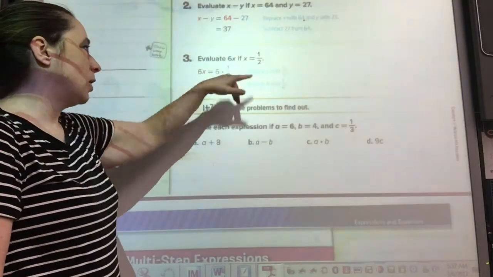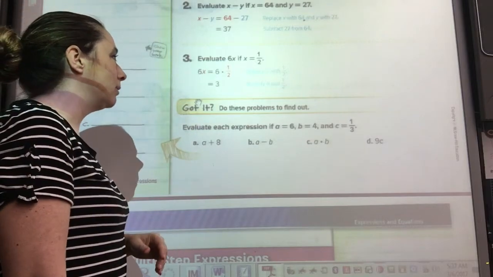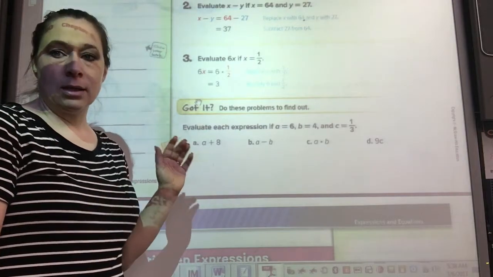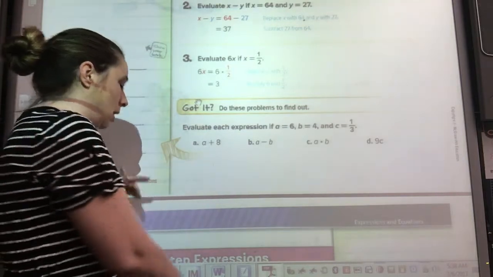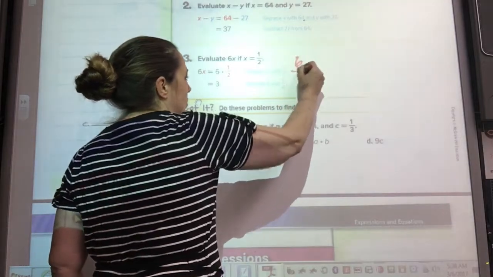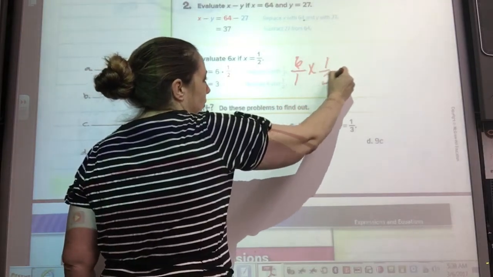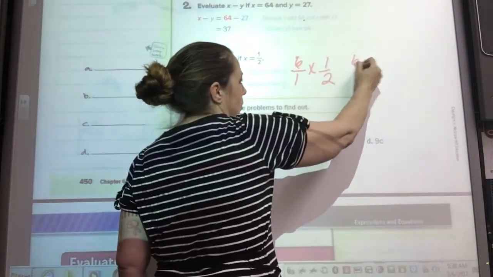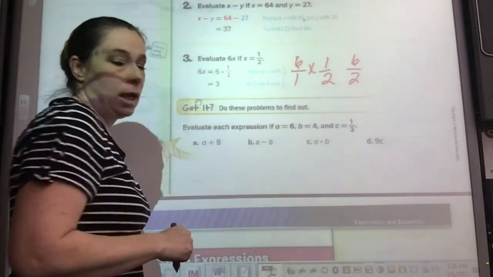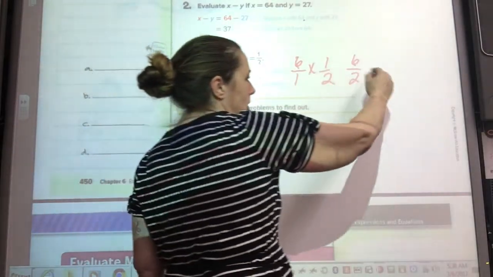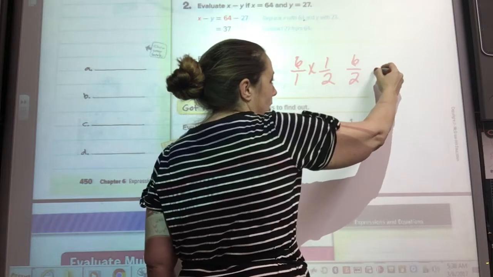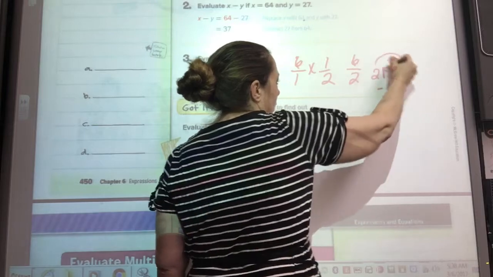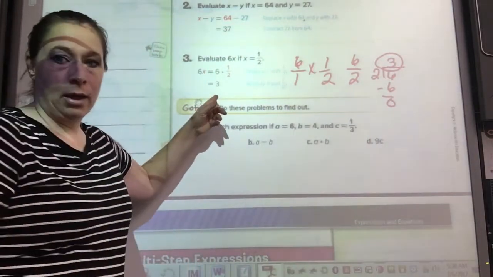Evaluate 6x if x is 1/2. So 6 times 1/2. Remember, any whole number can be made into a fraction by putting it over 1. So what they basically did here is 6 over 1 times 1/2. And remember, when you multiply, you just multiply straight across. So they get 6 over 2. That's an improper fraction, the numerator is bigger than the denominator, so we divide 2 into 6 and we get 3. That's how they got that 3 right there.